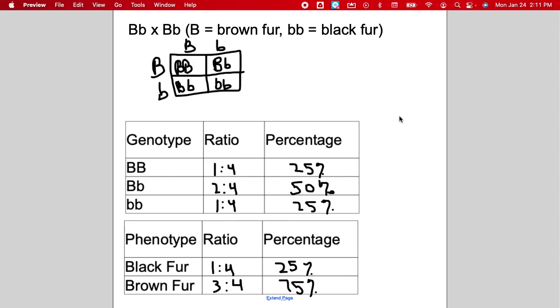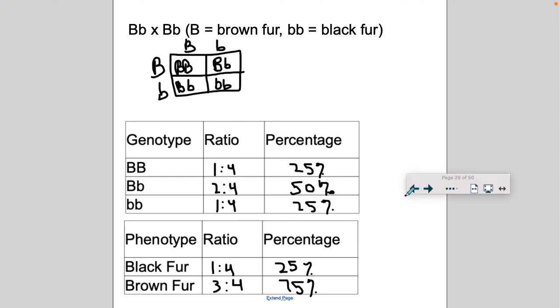We'll be doing more Punnett squares tomorrow with SpongeBob. So, sorry this one got a little bit long, but it's about Punnett squares and you got to work through it.